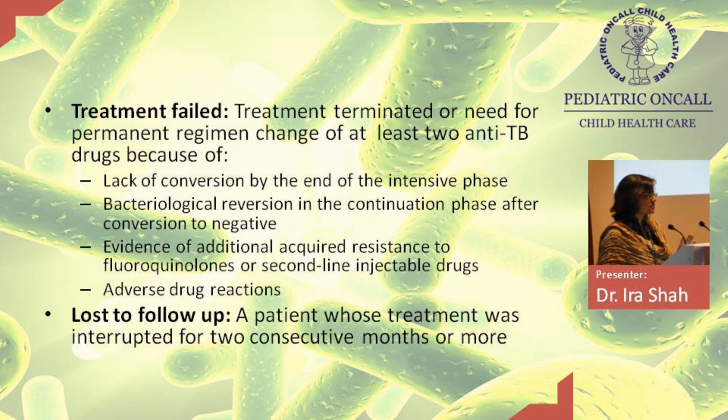Treatment fail. When do you call it a treatment fail? When after the intensive phase also cultures are positive. So even after 8 months, cultures positive. Or cultures became negative, but then again became positive in the continuation phase. Or on a repeat culture, you found additional resistance to fluoroquinolones or the injectables coming up, so you had a conversion from MDR to an XDR. Or the patient developed an adverse drug reaction to the regimen and you had to stop the regimen. Probably the treatment failed at that time. And then they used to have a term called defaulter in the earlier guidelines, which has now been termed loss to follow-up. So patients who have been lost to follow-up for at least 2 months, you label them as lost to follow-up and not defaulter, because you can't trace this patient.